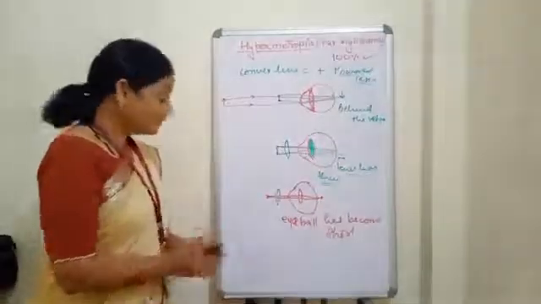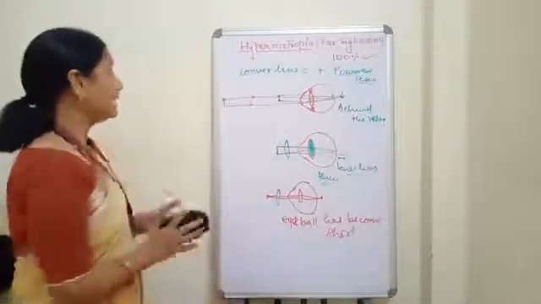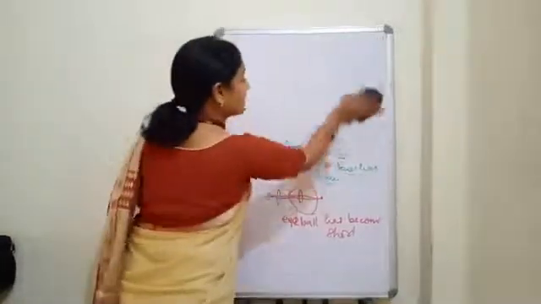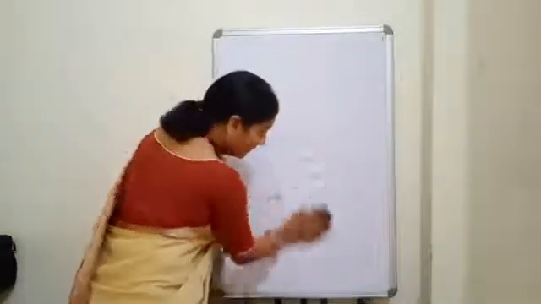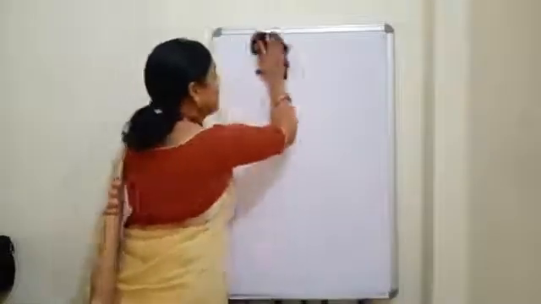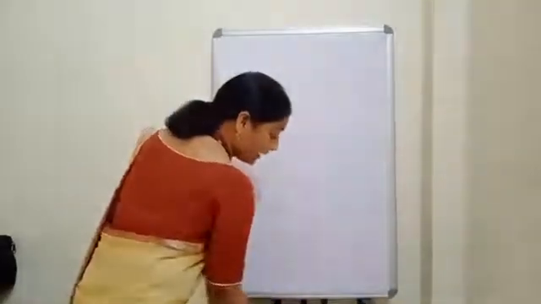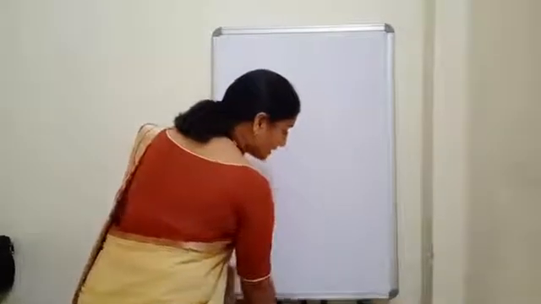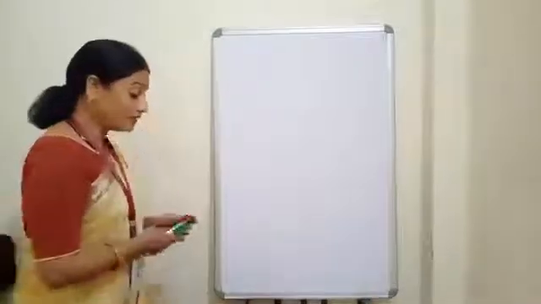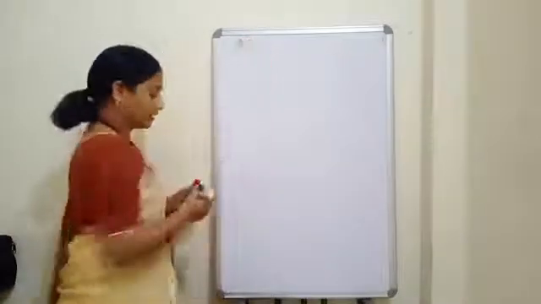Now, we will see some more diseases, and the diseases are astigmatism, presbyopia, cataract, night blindness, color blindness. Okay, and one more is there, that is strabismus. Now see, what is this? Number one is astigmatism.